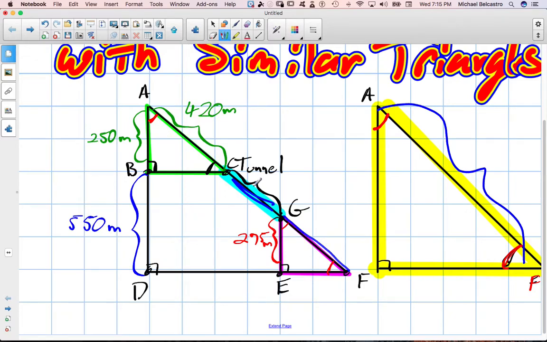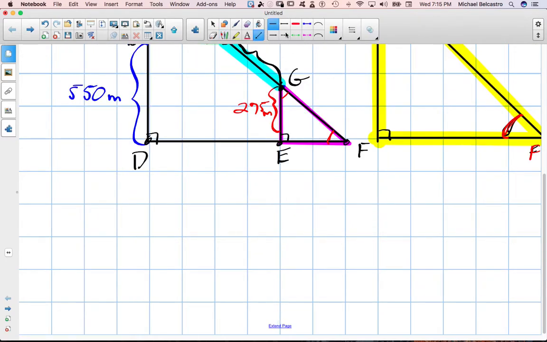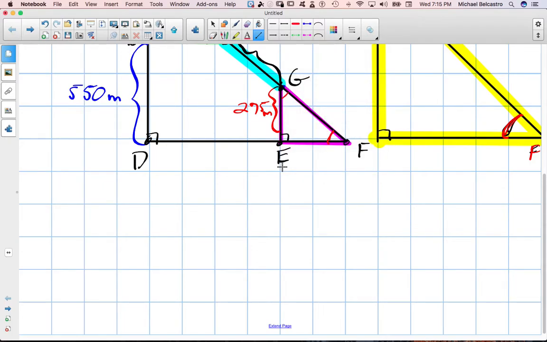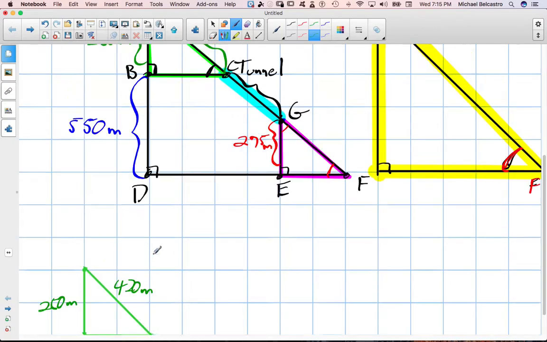I'm going to break them into three different triangles: the green one, the magenta one, and the yellow one. I'm going to put them side by side so that we can compare them a little. Let's do the green triangle, so I'll color it in green here. It looks about the same as the magenta. It's not going to be to scale, we just want to get the values here. So this is 250 meters, and this is 420 meters.